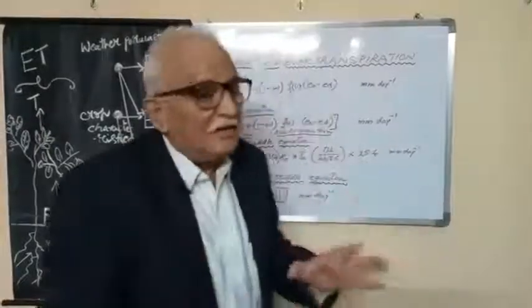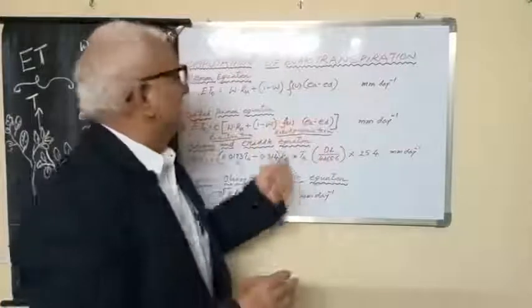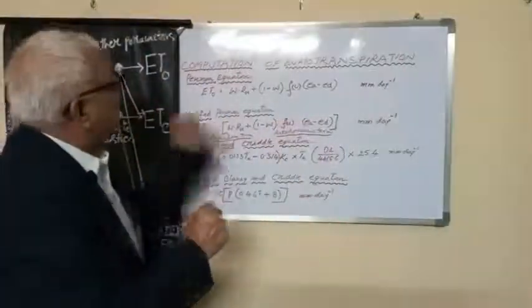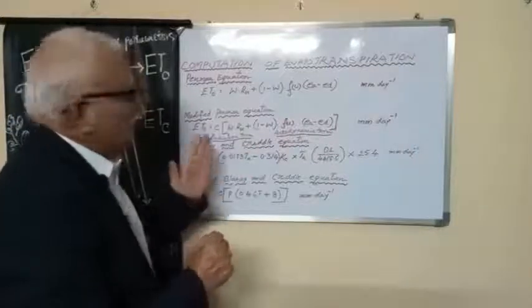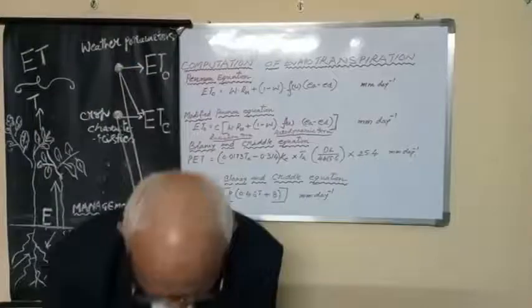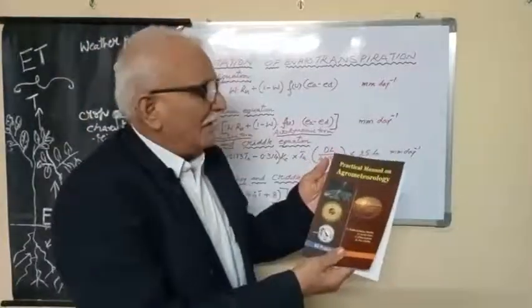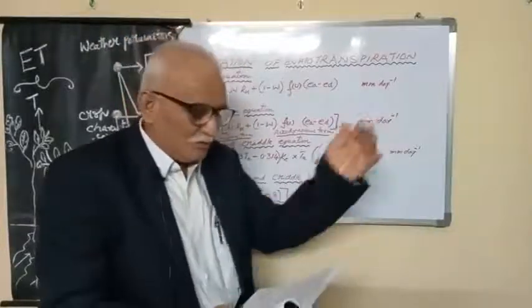Now in this class, in just 1 minute each, we try to understand what is the Penman equation, what is the modified Penman equation, then what is the Blaney and Criddle equation, what is the modified Blaney and Criddle equation. This once again I would like to impress upon you. This is from my book Practical Manual on Agrometeorology, written along with my students. They are the brilliant students with whom I worked.